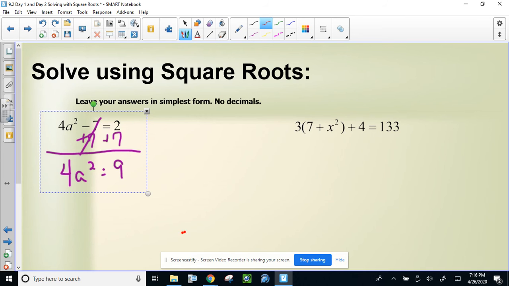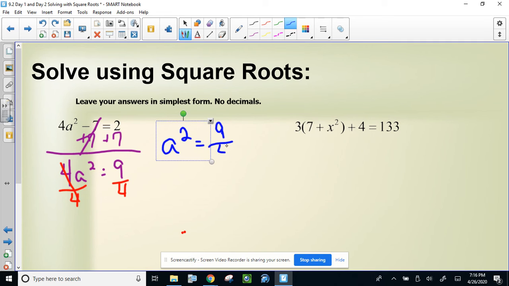And then I need to divide by 4. Now, it says no decimals, so obviously 9 and 4 do not divide evenly. So I'm going to leave this as a squared equals 9 over 4. And so what I'm going to do then is I'm going to square root just like I would. And when I do that, I not only square root the 9, but I also square root the 4. So we're going to leave this in a fraction.